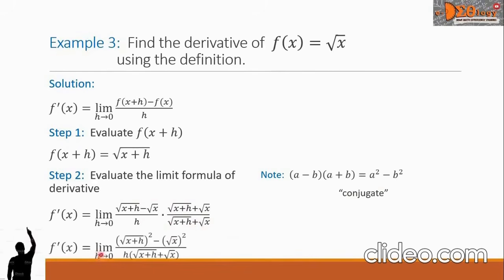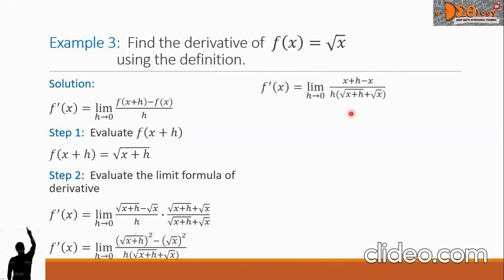So it will be like this. The limit of the square of the quantity square root of x plus h minus the square of the square root of x, all over the denominator, is simply putting together the h and these big radicals. Now, let us cancel out the square and the radical sign. And let us write again the fraction here. So we have now the limit of x plus h minus x all over our same denominator.